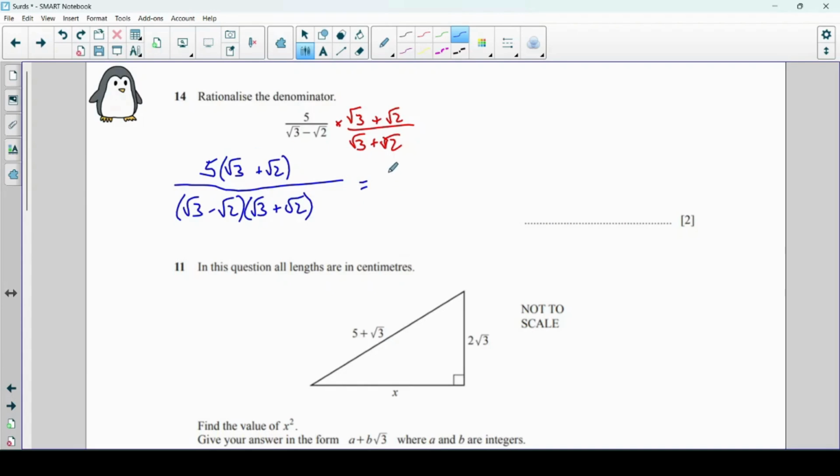On the top, 5 times root 3 is 5 root 3 plus 5 root 2. And on the bottom, as always, we're going to do firsts, outsides, insides and lasts. Root 3 times root 3 is root 9. Outsides, root 3 times positive root 2 is root 6. Insides, minus root 6. And lasts, positive times a negative is negative. Root 2 times root 2 is root 4.